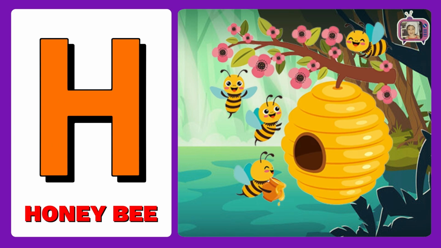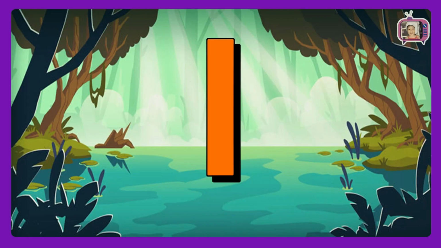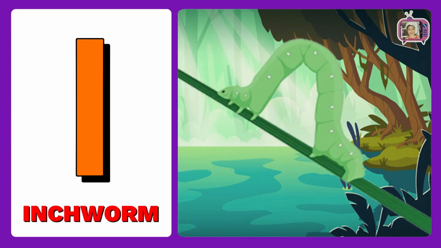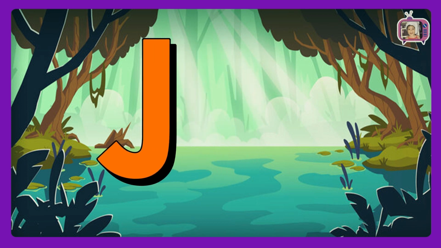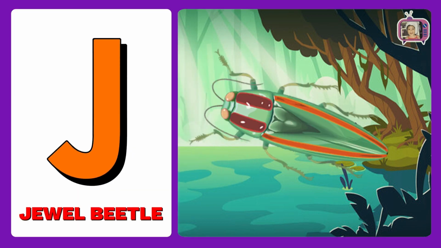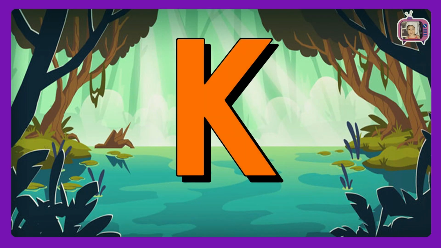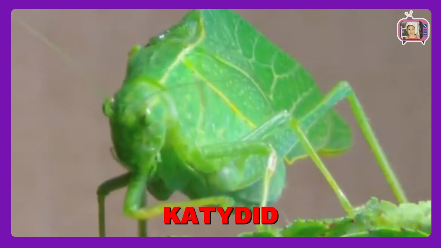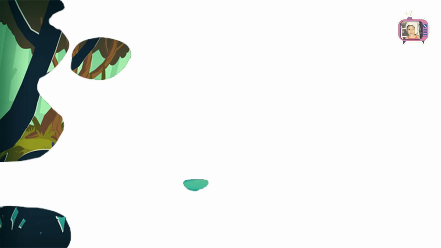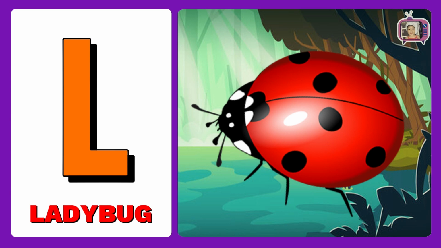Honeybee. Honeybee. I. I is for inchworm. Inchworm. J is for jewel beetle. Jewel beetle. K. K is for katydid. Katydid. Ladybug.